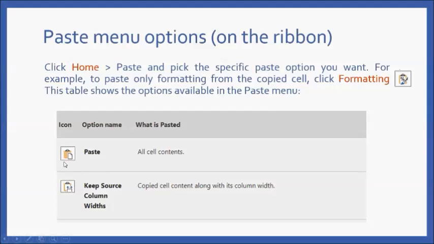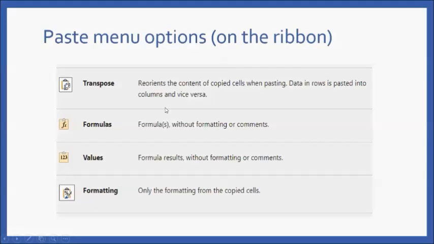This icon is known as Paste: all cell contents. This icon keeps source column widths: copied cell content along with its column width. Next, we have Transpose, which reorients the content of copied cells when pasting. Data in rows is pasted into columns and vice versa. This icon is known as Formulas: formulas without formatting or comments. Next, we have Values: formula results without formatting or comments.